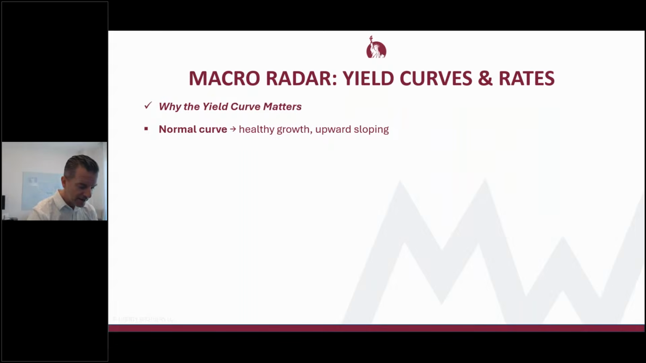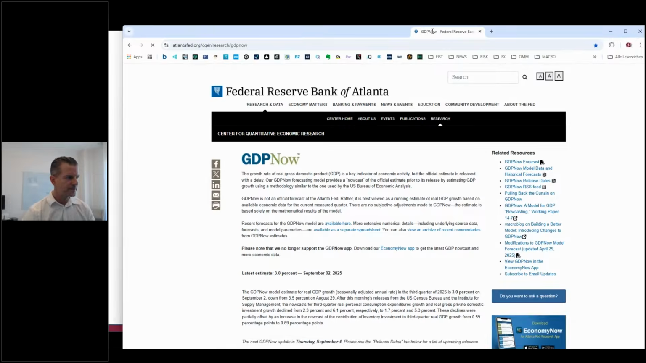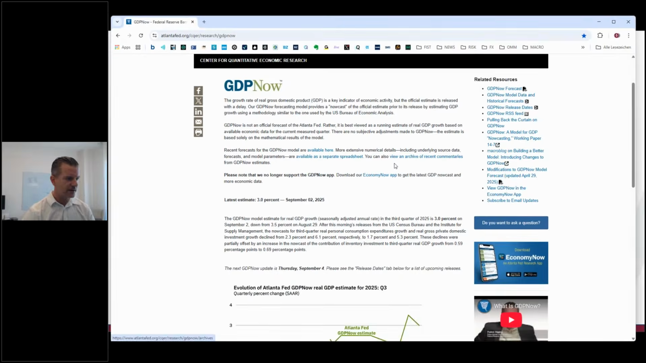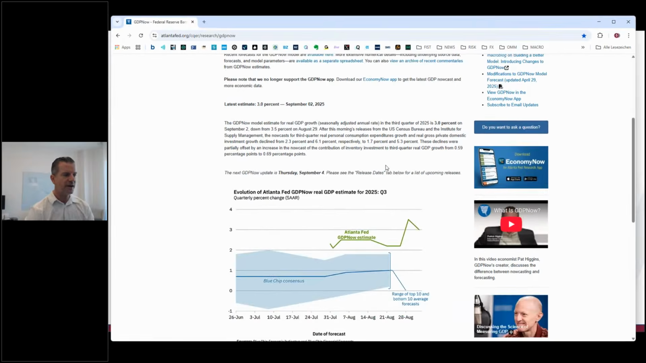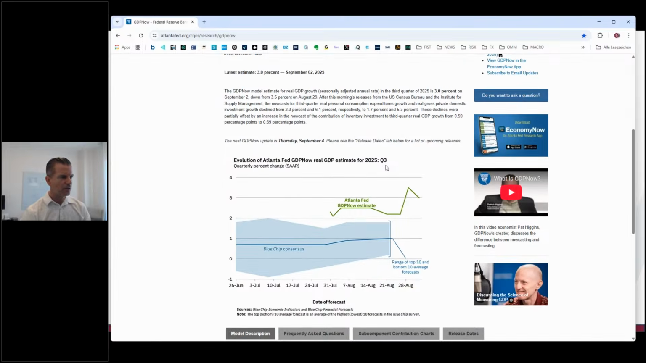There's the Atlanta Fed and there's the New York Fed. So I'm just showing you one real quick. This is the Federal Reserve Bank of Atlanta, and they're measuring in real time, it's called nowcasting, what the GDP growth is that they're modeling. So they're estimating right now that in the third quarter of 2025, the economy is growing at 3% at the moment. And that is slightly down from last week where we were growing at 3.5%.